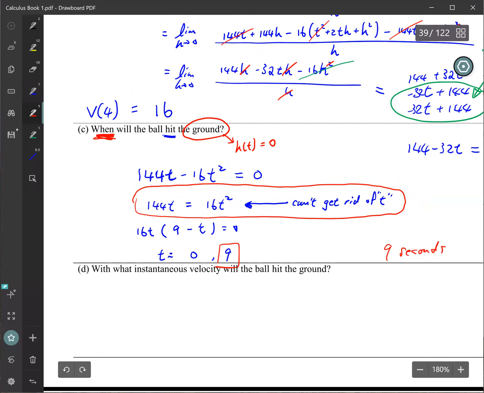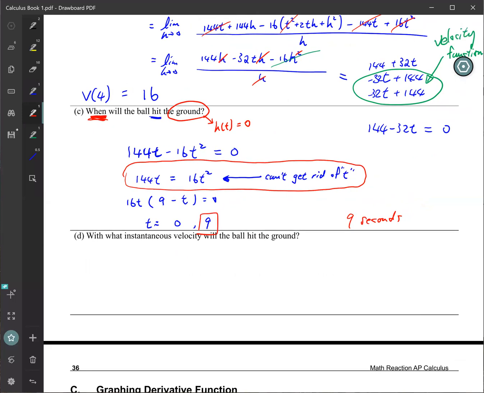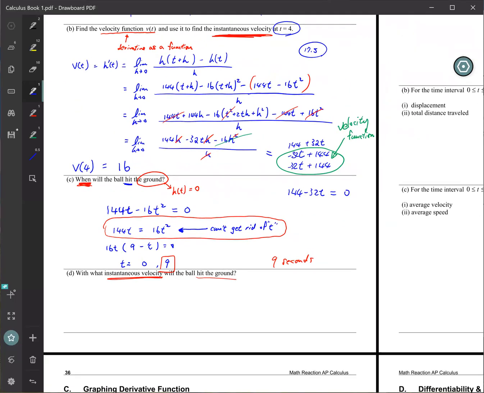Okay, last question here. With what instantaneous velocity, right? So we're looking for v, right? Will the ball hit the ground at that moment, the moment of impact? So what should we do? Emily? Use the thing. Which thing? The second definition and then plug it in. We are not using the definition because we have already found the function, right? Oh wait, never mind. You could just take 9 and put it into the thing we found. Which thing we found? Negative 32t plus 144. That's right.